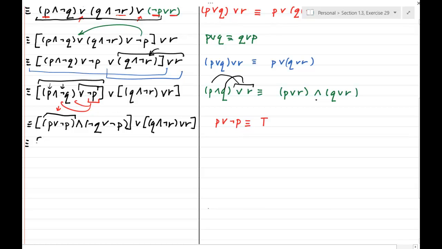So this is logically equivalent to true and not Q or not P. Oh, believe it or not, we are making progress, okay? It was a long road. This is a long problem, but you can do it. You can do it.